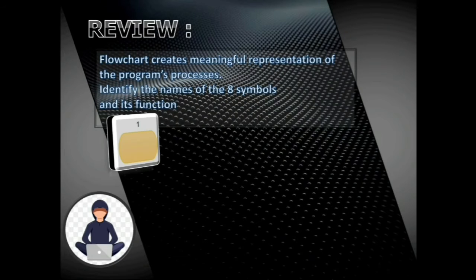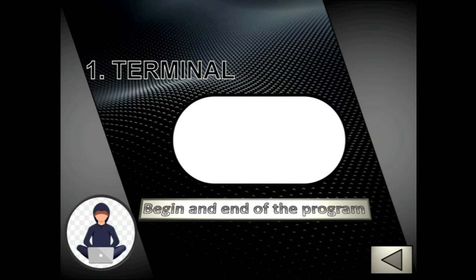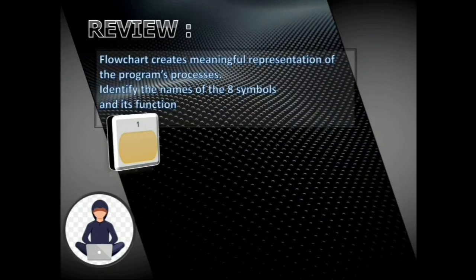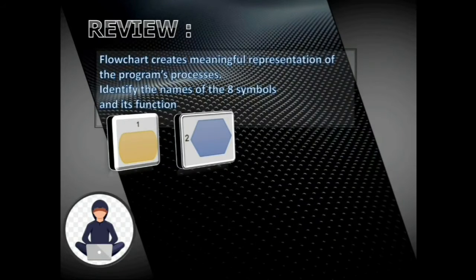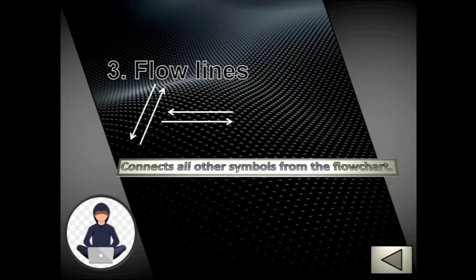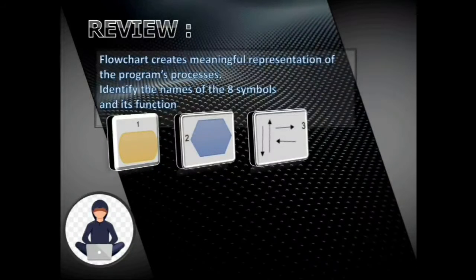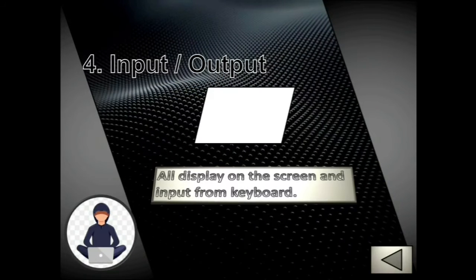1. Terminal, begin and end of the program. 2. Operation or initialization, variable declaration, part of initial values. 3. Flow lines, connects all the other symbols from the flowchart. 4. Input and output, all displayed on the screen, and input from the keyboard.